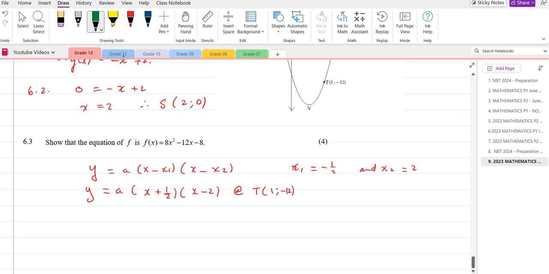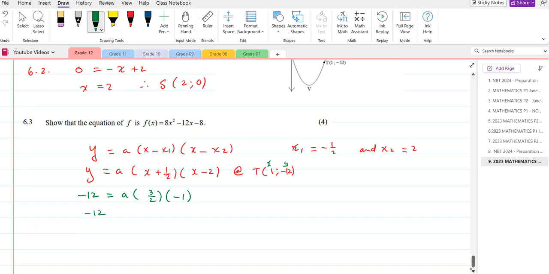Now what's the purpose of substituting another point? To get the value of a. So this is x and y, so y is negative 12, and a is what we're solving. 1 plus half is 3 over 2, and 1 minus 2 is negative 1. So what we have is minus 12 equals negative 3 over 2 a. Multiply by 2 and then divide by 3. Cancel out the negatives on both sides.